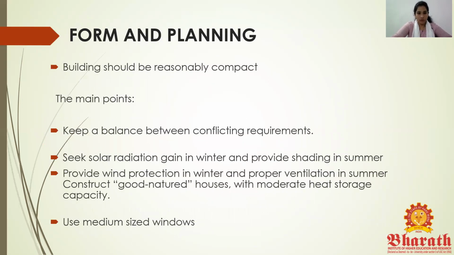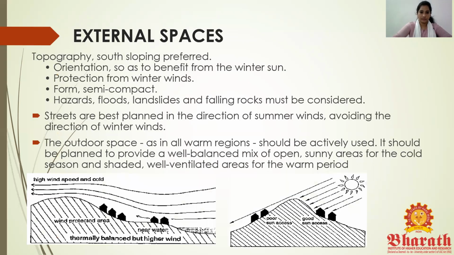With the aspect of your form and planning, the building should be reasonably compact. When it is compact, the main points would be to keep a balance between the conflicting requirements: seek solar radiation gain in winter and provide shading in summer, and provide wind protection in winter and proper ventilation in summer. You have to construct well-natured houses with moderate heat storage capacity and use medium-sized windows. Now, looking at your external spaces, you could see that on the topography, south sloping is usually preferred. Now, the orientation should be so as to benefit from the winter sun.